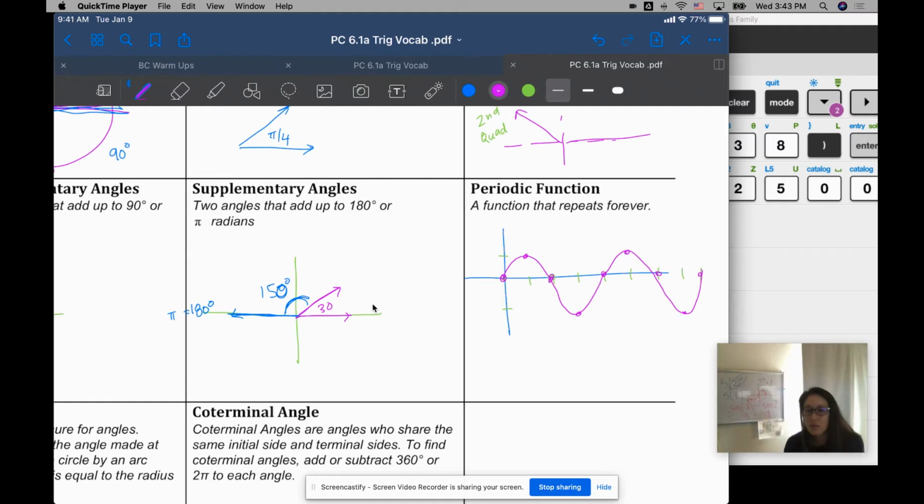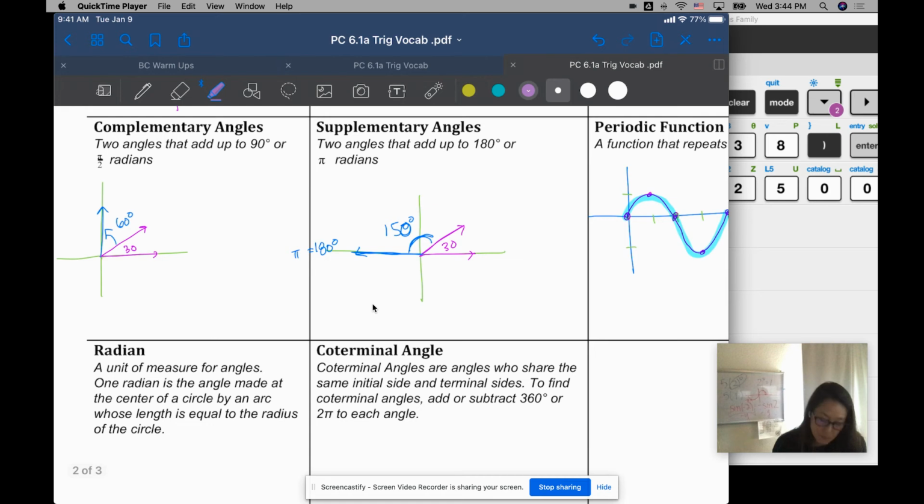It periodically repeats itself. So you can see that the pattern continues to repeat itself over and over and over again over the same time interval, okay? Or the same amount of time.